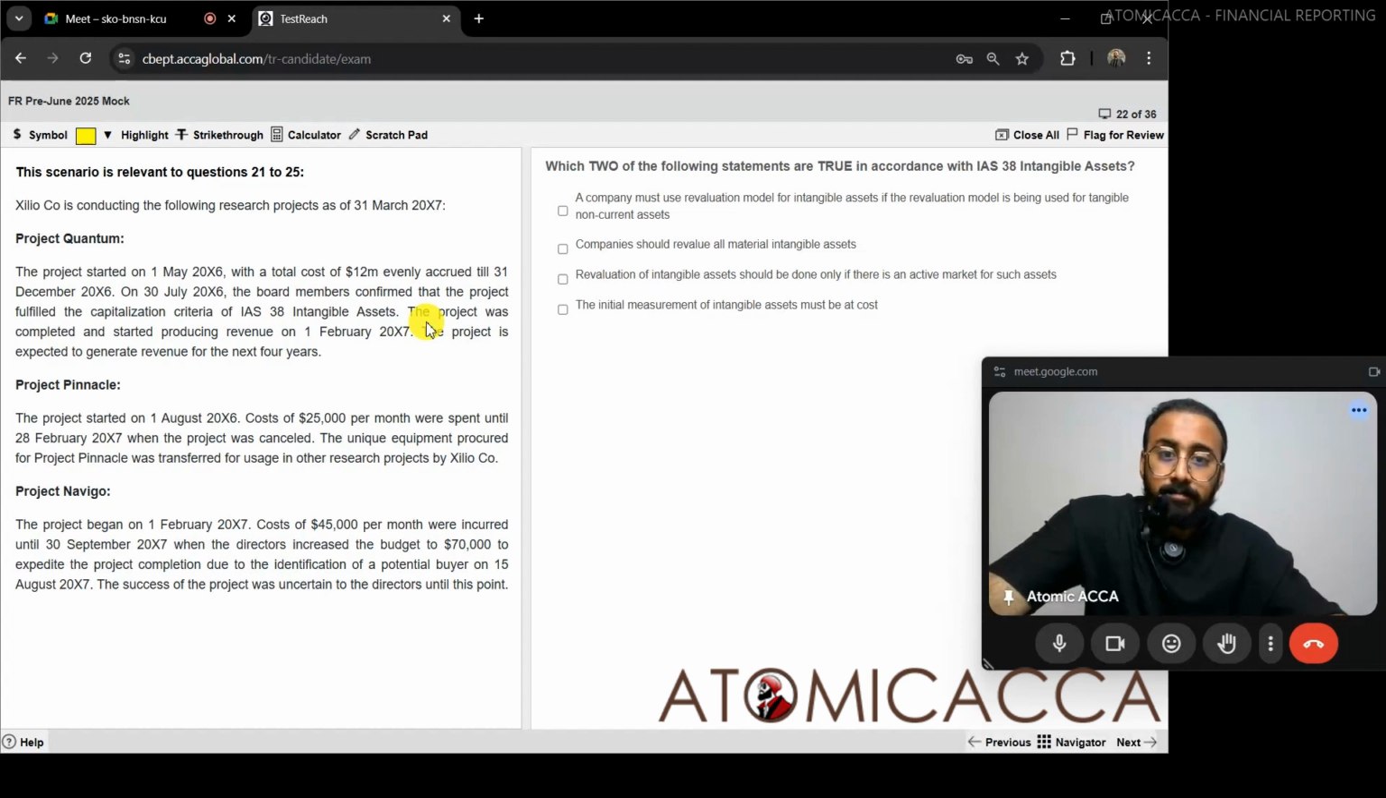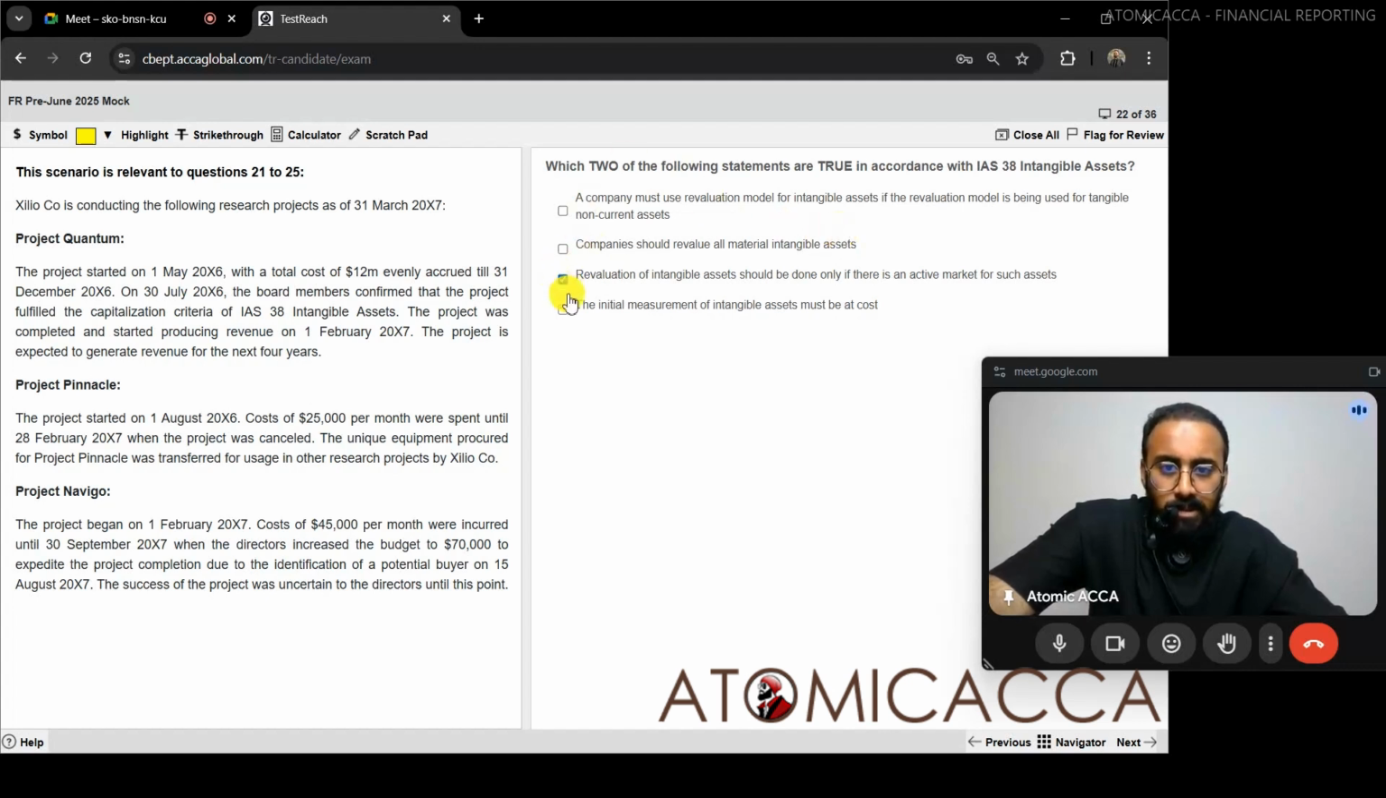Next one. Which two of the following statements are true in accordance with IAS 38 intangible assets? Two statements. Option A: company must use revaluation model for intangible asset if revaluation model is being used for tangible non-current asset. False. Option B: company should revalue all material intangible asset. Not necessarily should revalue. For example, let's say if you have a goodwill, you don't generally revalue it upwards. So that is also false.